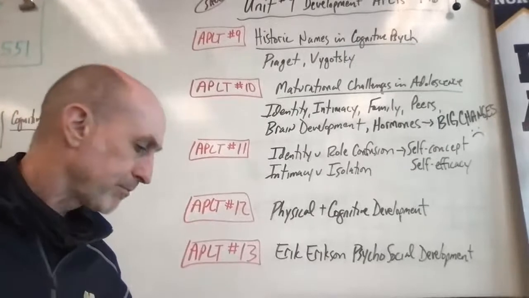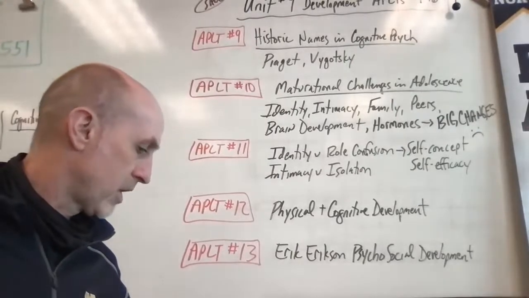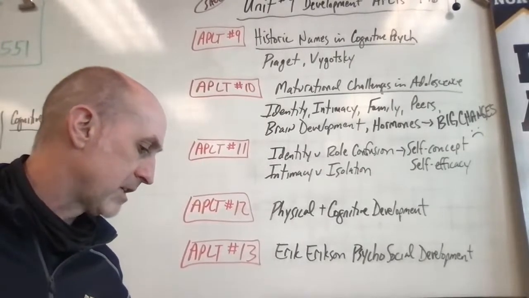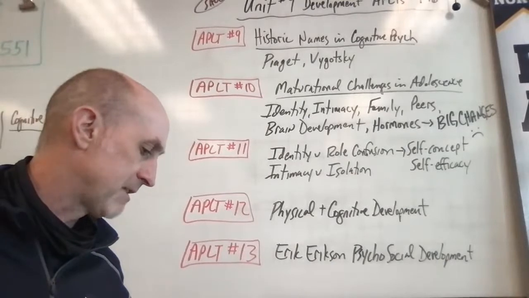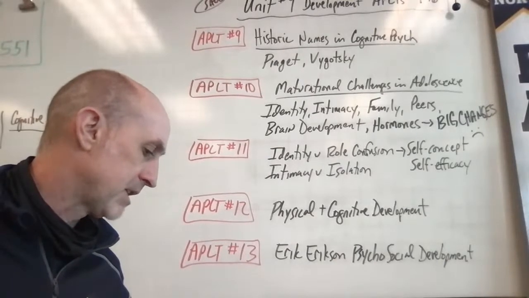AP learning target number 12: predict the physical and cognitive changes that emerge through the lifespan, including steps that could be taken to maximize function.